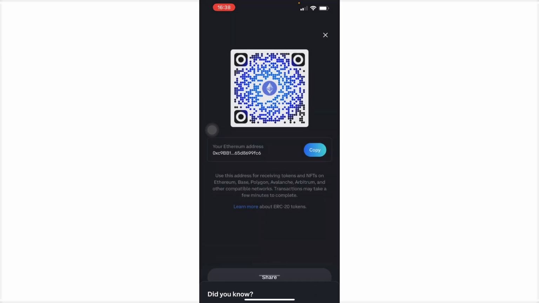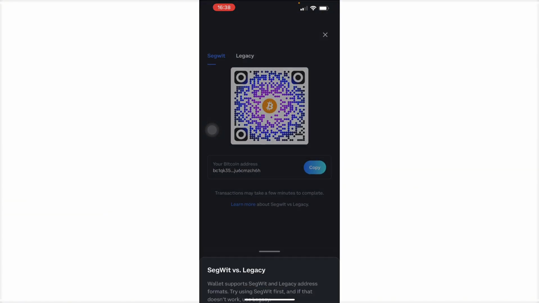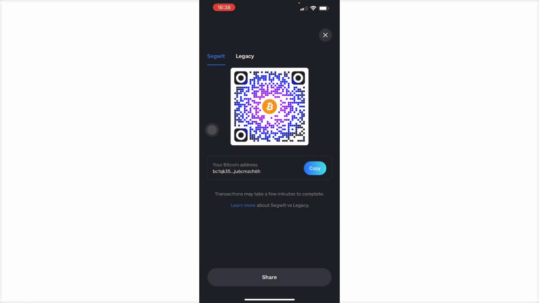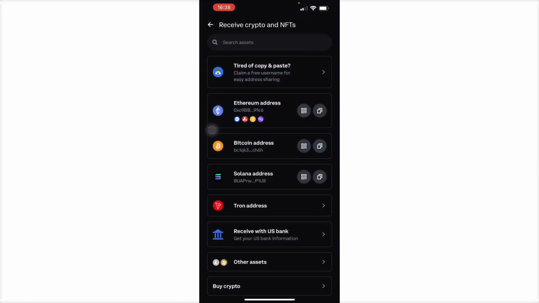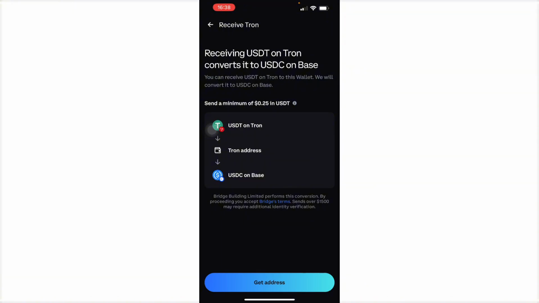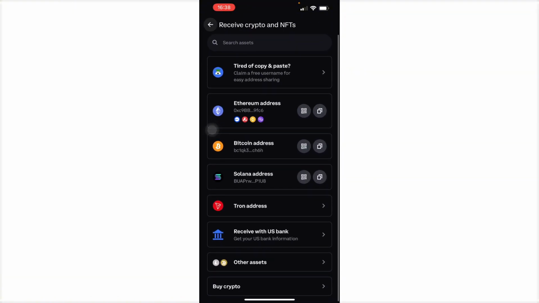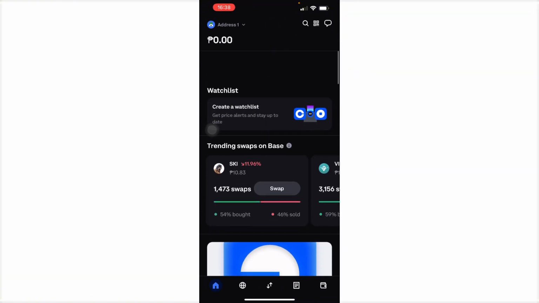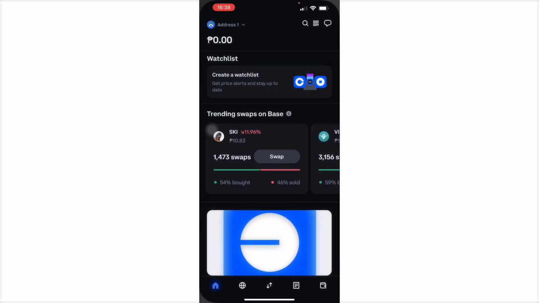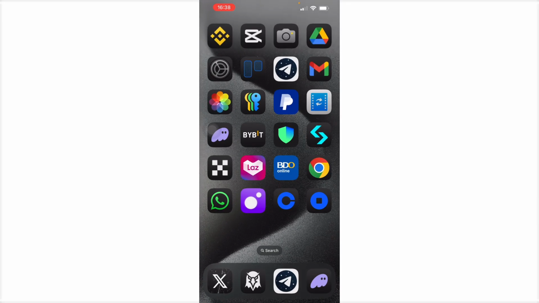Here you can get your own Ethereum address, and next you can also get your Bitcoin address right here, and then also your Solana address if you do have one, your Tron address also, it's also here, and this is where you will store all your money basically. And those are just the differences of these two applications, and it's just that simple.